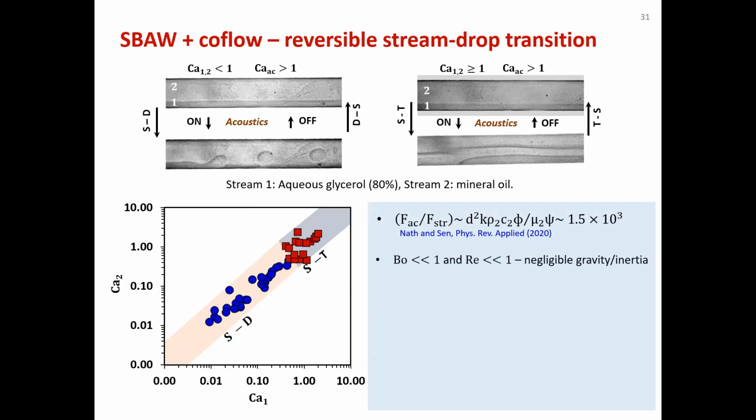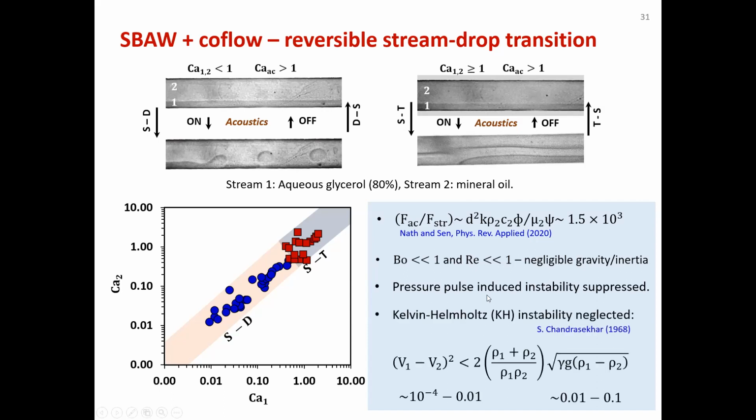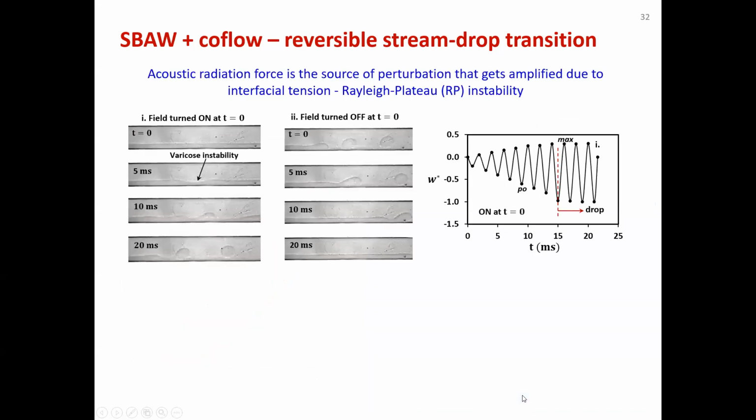Again, the streaming effects were negligible. The effect of gravity and inertia were negligible because of low Bond number and Reynolds number. The pressure pulse induced instability was suppressed because the pressure variations were less than 1%. And we also evaluated the role of KH instability, which we found is outside the range where it would be relevant. So what we conclude is that it is the acoustic radiation force which perturbs the interface and which gets amplified because of the Rayleigh-Plateau instability.